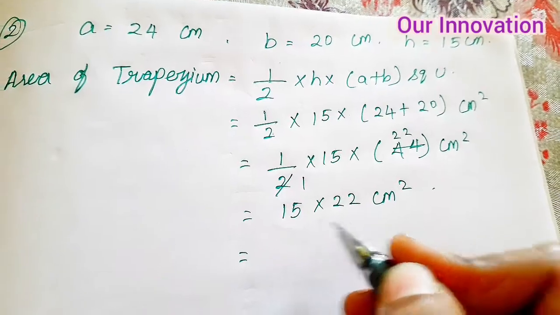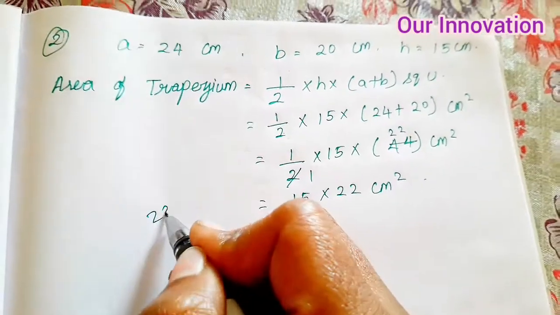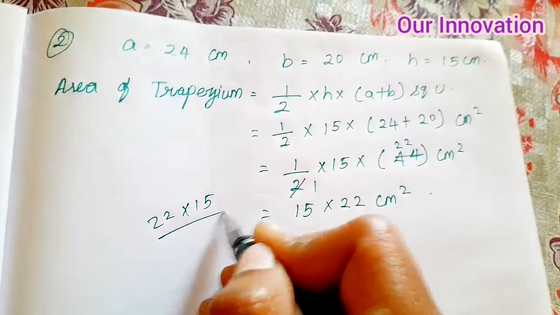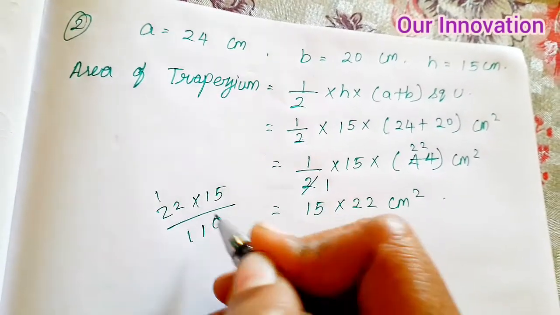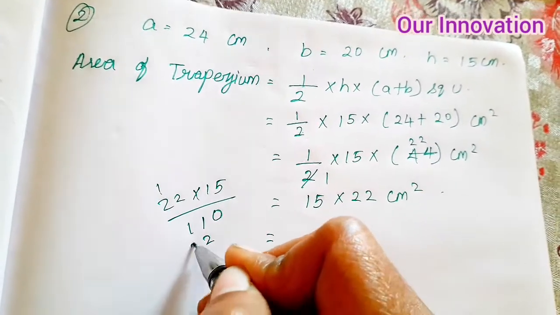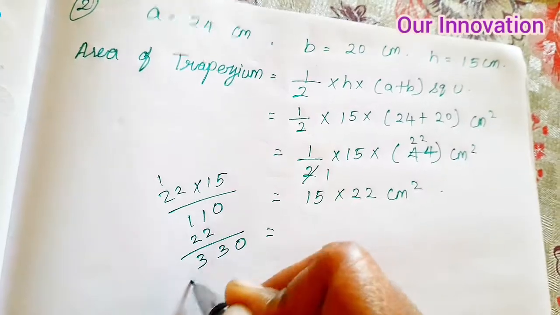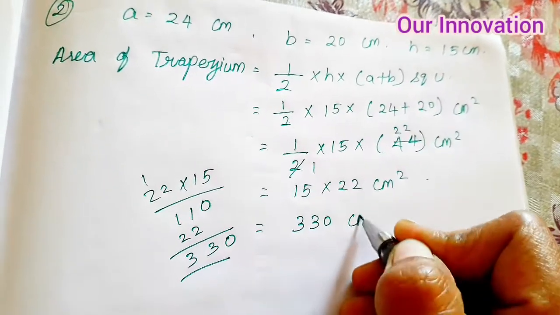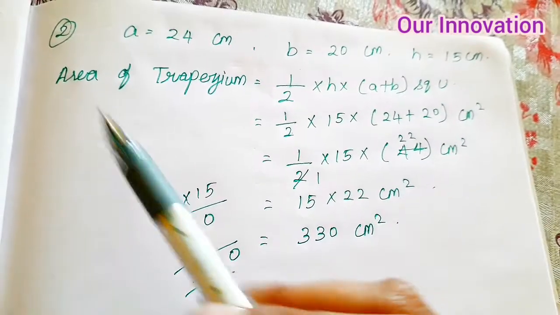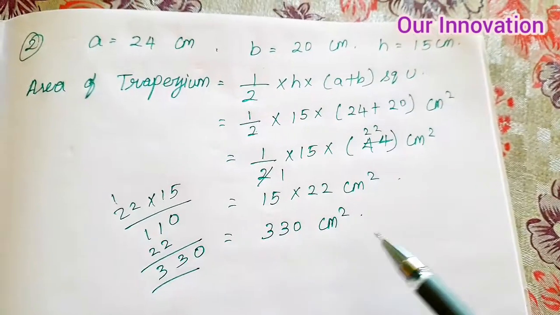Multiply 15 into 22. If you multiply 15 into 22, what comes? 22 into 15 is equal to 5 2s are 10, 1 carry. Next 1 into 2 is 2, 1 into 2 is 2, so 0, 2 plus 1 is 3. So 330. So 330 centimeter square. Therefore the area of trapezium is equal to 330 centimeter square.